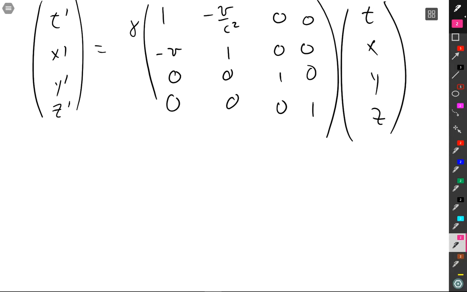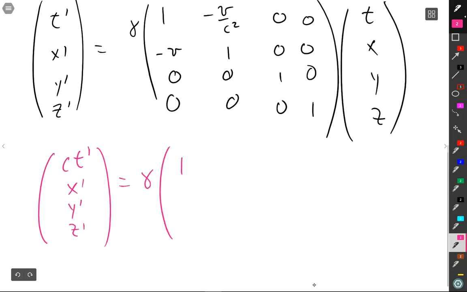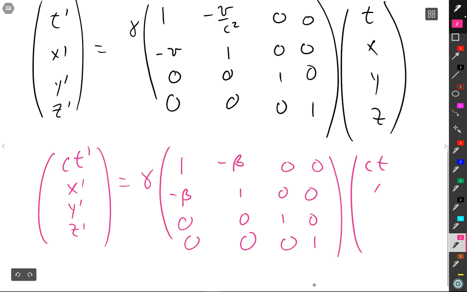And so we could also write this as CT prime, X prime, Y prime, Z prime equals gamma times the matrix 1, minus beta, 0, 0; minus beta, 1, 0, 0; 0, 0, 1, 0; 0, 0, 0, 1, times CT, X, Y, Z. So here we have a transformation matrix for transforming a vector in one reference frame to a vector in another reference frame.